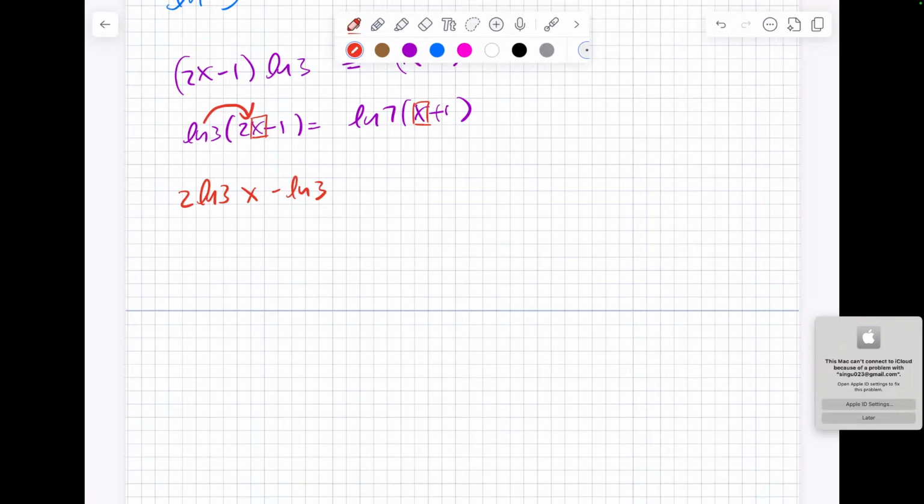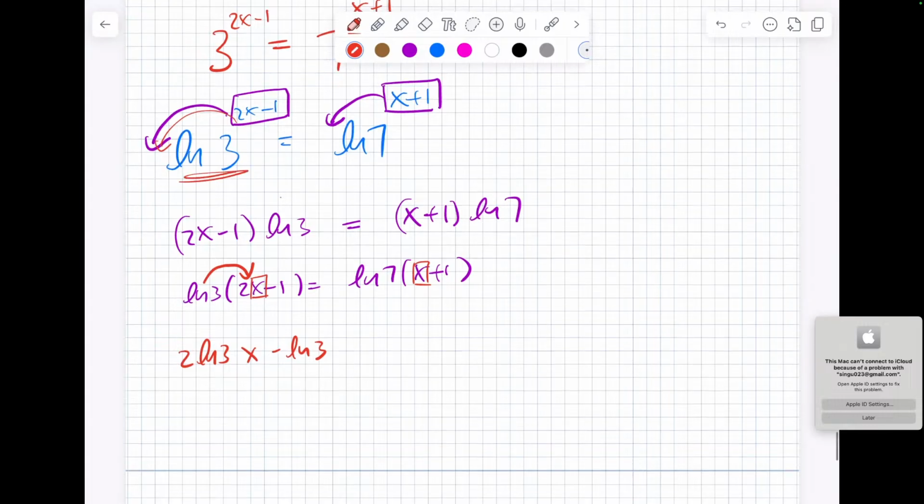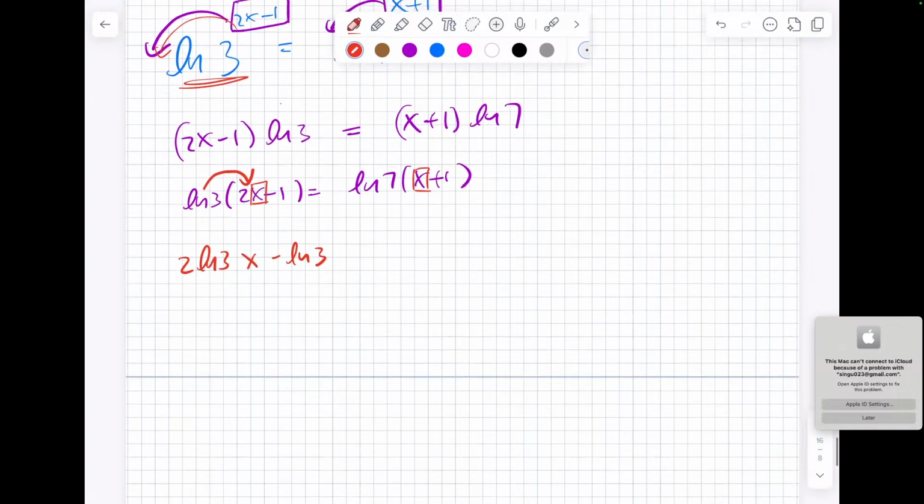I distribute. Because this becomes multiplication, right? The natural log of 3 is some type of number. We don't know exactly what number it is. Roughly, it's slightly bigger than 1, because we know the natural log of 2.71 is 1. So the natural log of 3 is slightly bigger than 1. So we know that's some type of number times 2x minus 1. That becomes the distribution rather than anything else. So now I'm going to distribute this, so it's going to be x natural log of 7 plus natural log of 7.